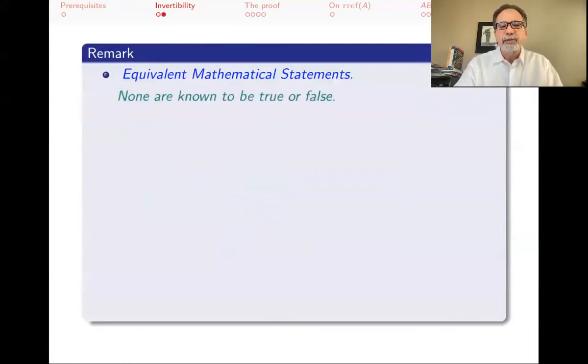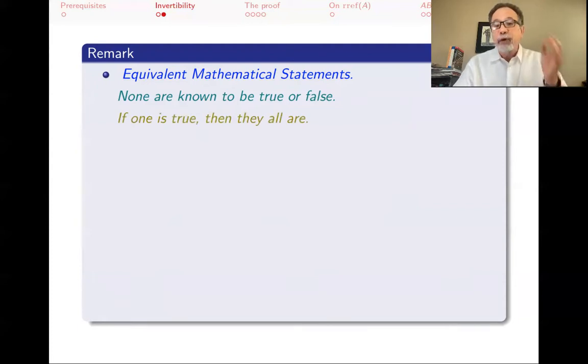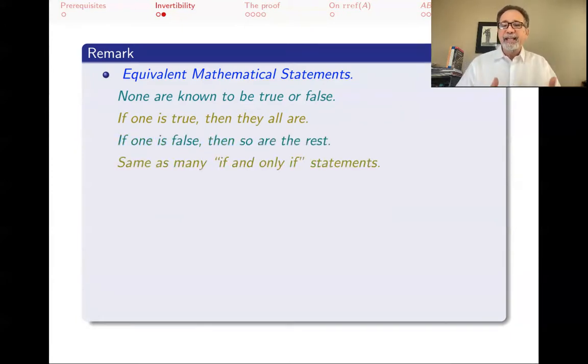Equivalent mathematical statements: what do I mean by that? I'm not saying any of them are true or false. I'm not saying A is invertible. I'm not saying it's row equivalent to identity. I'm not saying AX equals 0 has only one solution, X equals 0. And I'm not saying A is a product of elementary matrices. So what am I saying? What I'm saying is that if one of them is true, then all of them are. They fall or rise together, sort of like a union kind of thing. If one is false, then so are the rest. Instead of saying it that way, I could have said a lot of if and only if statements.